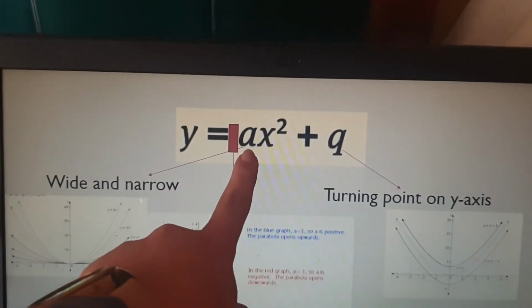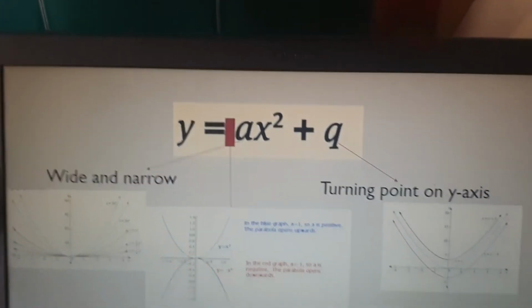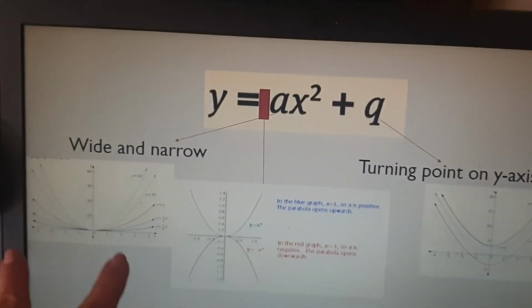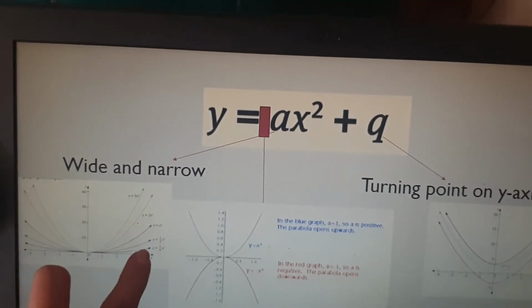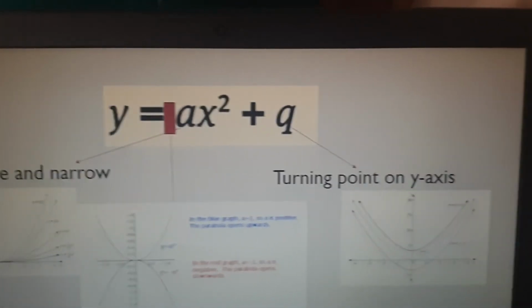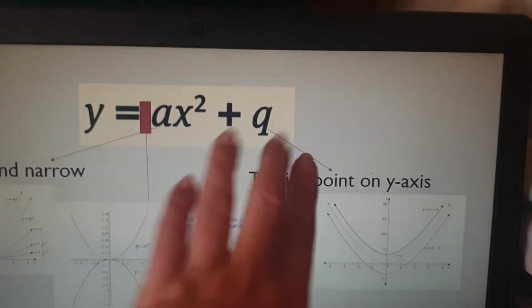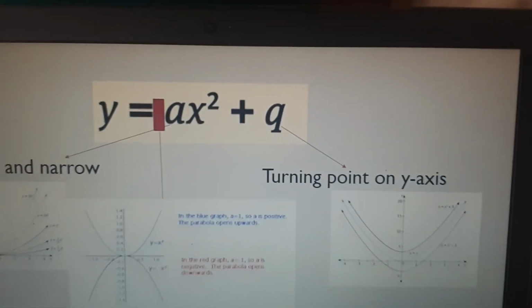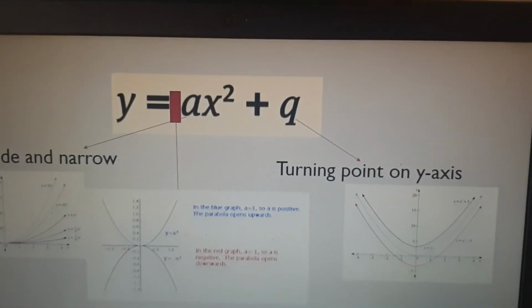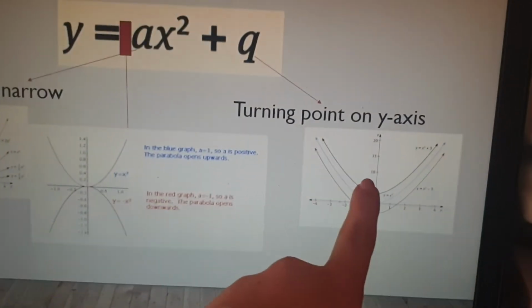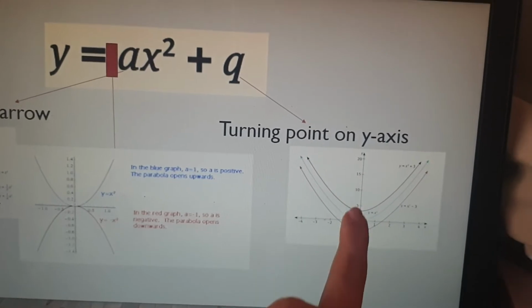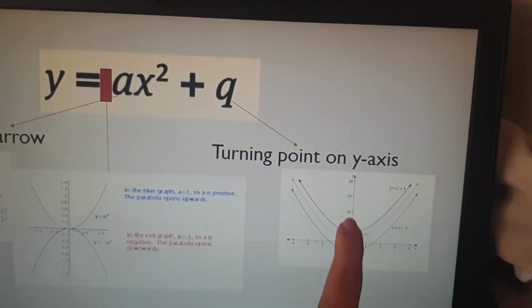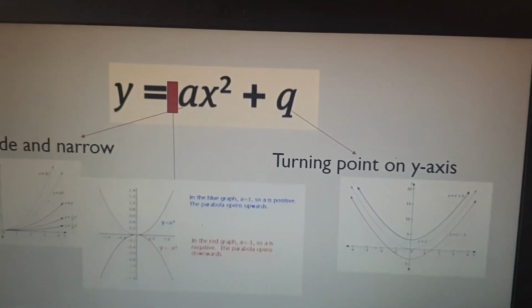Then we're looking at a. So a is going to be a real number, and that will determine how wide or how narrow your graph will be. And then we're taking a look at q. So first of all, we can also have a parabola with nothing there. Then the turning point is on 0, 0, our origin, or q will determine where the turning point will be on the y-axis, whether it's moving up or down.